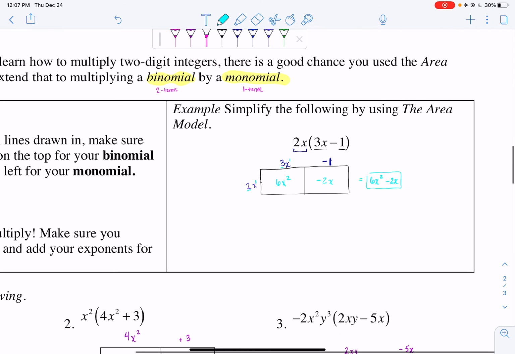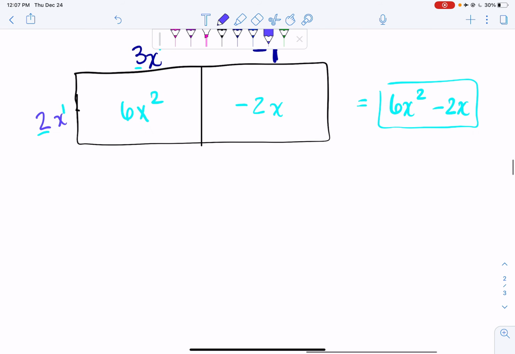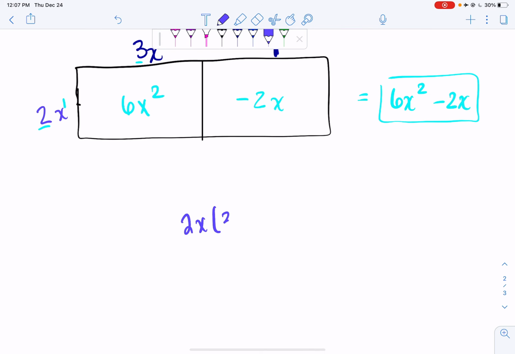Here's the thing, you don't necessarily have to use the area model. You could have just done distribution. So I'm going to show you that quickly. So I have 2x times 3x minus 1.